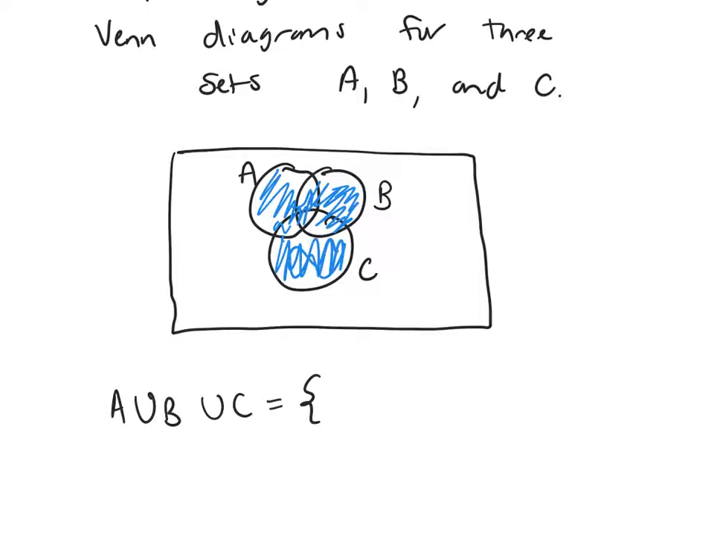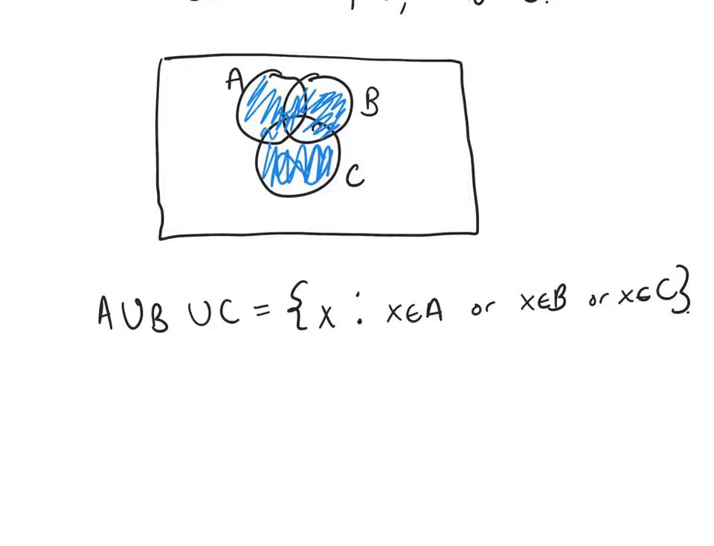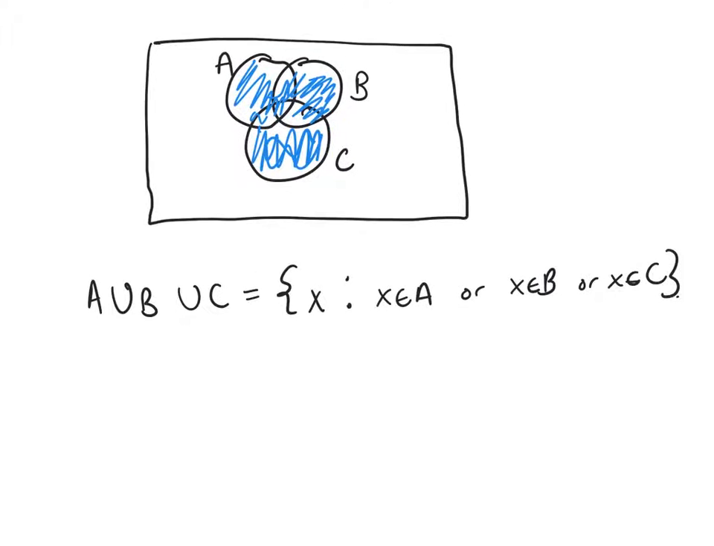So if I wrote it as a set, it would be all the elements where x is in A, or x is in B, or x is in C. So to be in the union, it just has to be in one of those three sets. But sometimes we want to take the union of several sets.